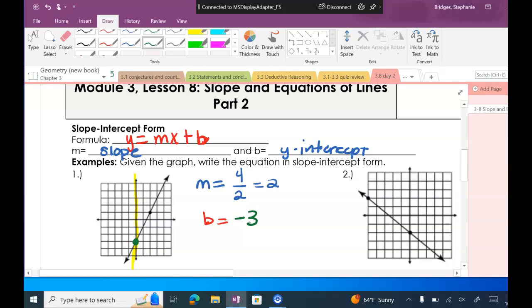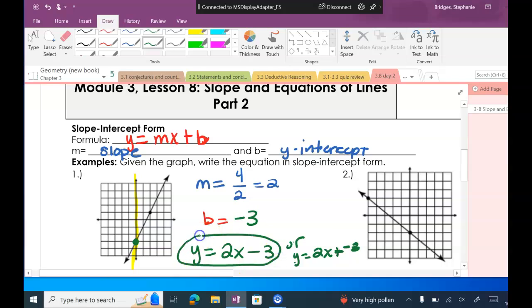Now we have everything we need to write our equation. So it is going to be y equals, what's my slope? 2x. And then if my b is negative, I can either write it as plus a negative, or I can just write it as minus. Does that make sense? If it makes more sense to you, you can write it as 2x plus a negative 3. It's just more simplified to write it as 2x minus 3. And that's all I'm asking you to do: find the slope, find the y-intercept, and plug those into our equation.